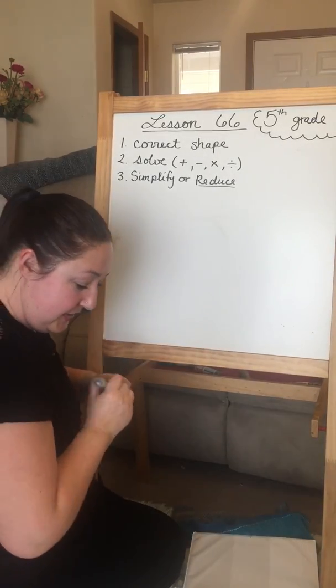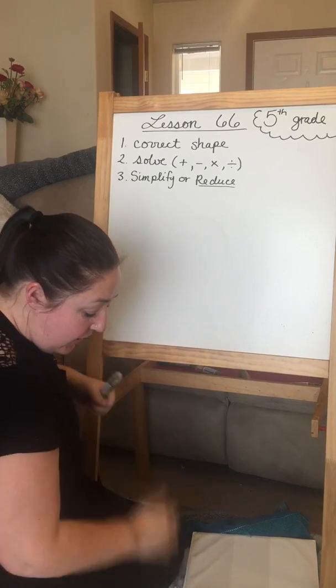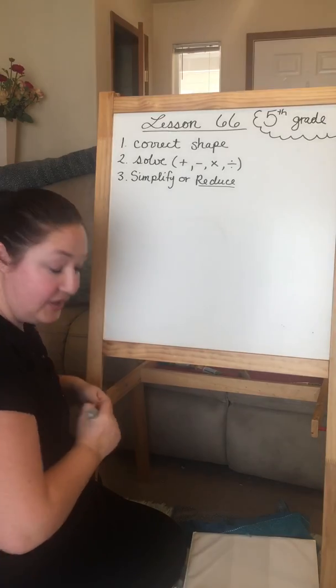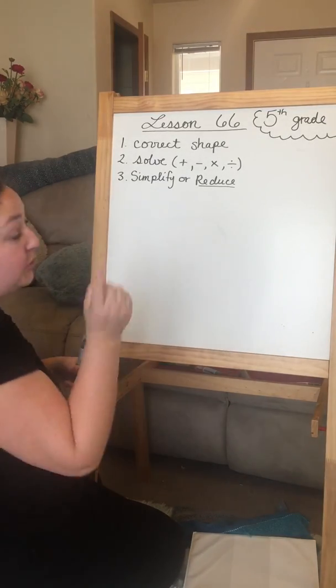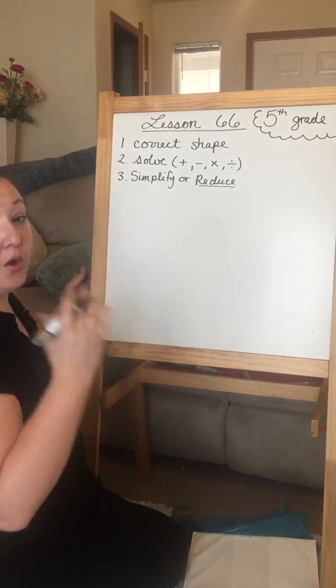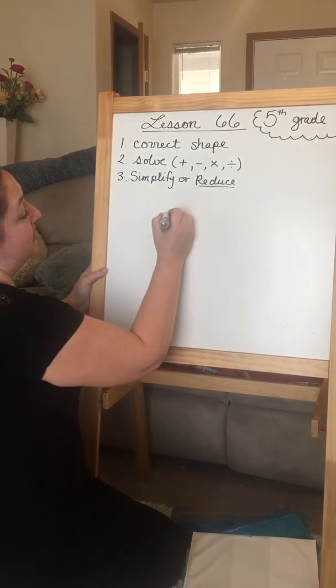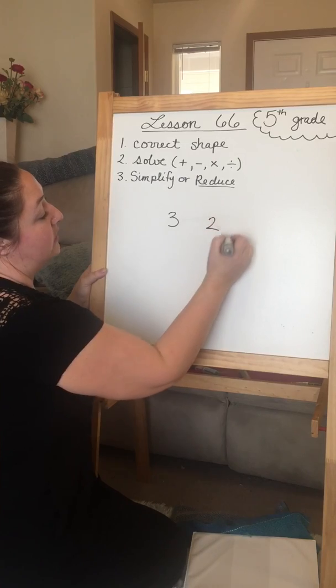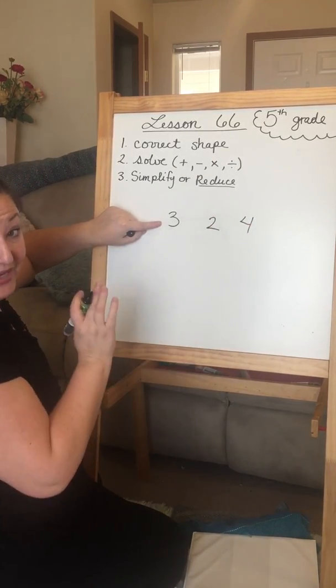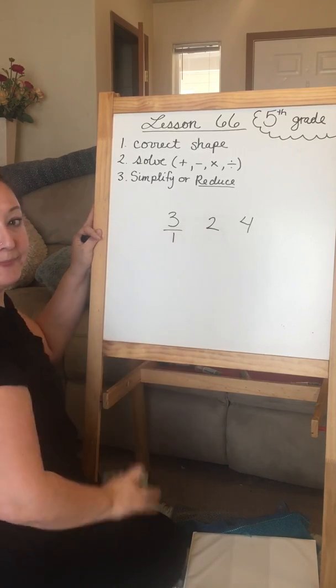All right, so this is a very good thing. It says to write a whole number as an improper fraction by making the whole number the numerator and then a 1 as the denominator. So anytime you want to make a whole number a fraction, like this whole number 3, it's 3/1.